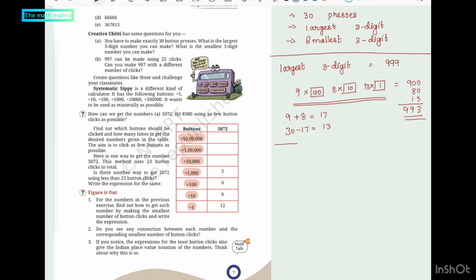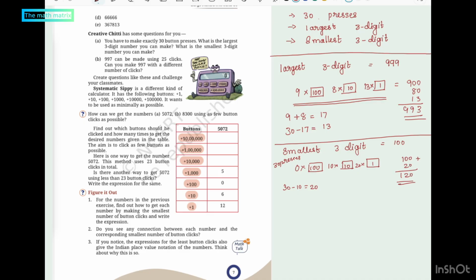Next, we will find the smallest 3-digit number. We know the smallest 3-digit number is 100. So we have to find the number which is close to 100. Since it is 3-digit, we have hundreds, tens and ones buttons. We have only 30 presses to make. Now take 0 hundreds, 10 tens. So 30 minus 10 is 20. So we have 20 ones and it will make 120.